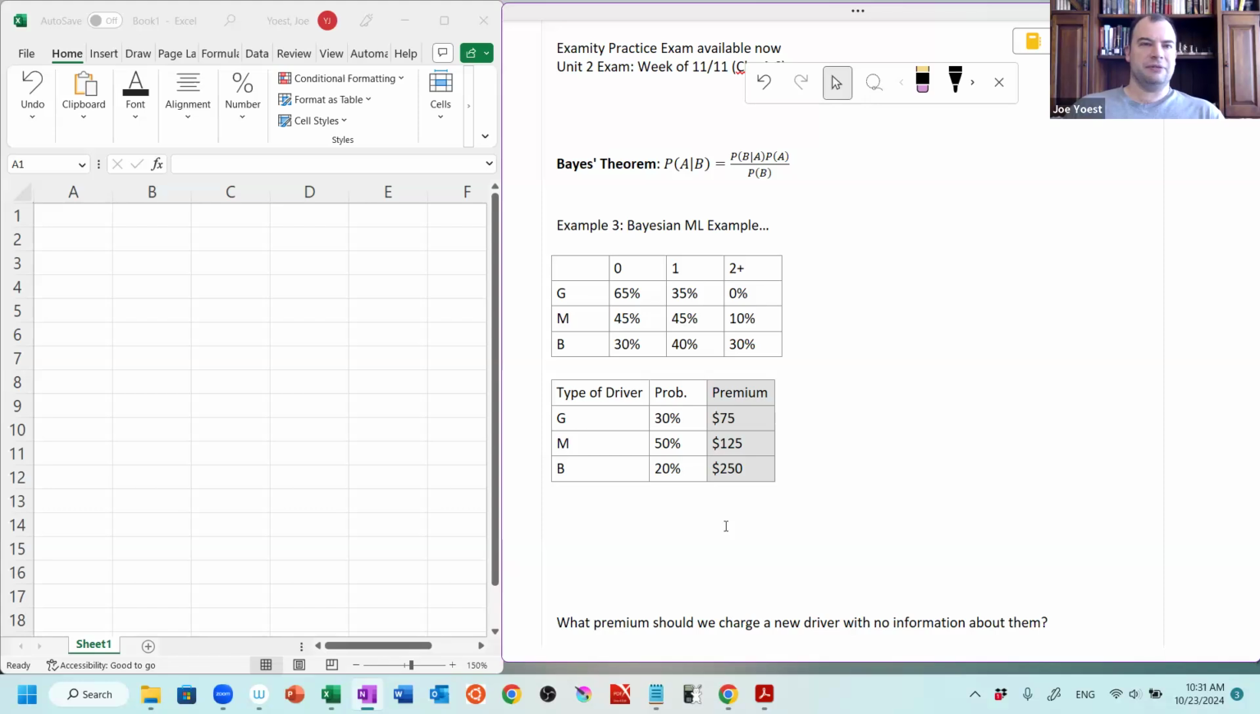So the good drivers aren't pulling very much money out because they're not making lots of claims, they're not getting in a lot of accidents. They should be expected to contribute a bit less, whereas the bad drivers are pulling a lot of money out, they're getting in lots of accidents. They should be expected to contribute more to the pool to offset their higher cost.